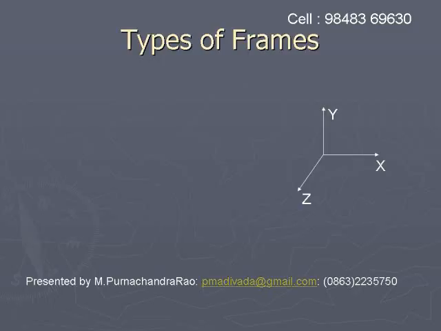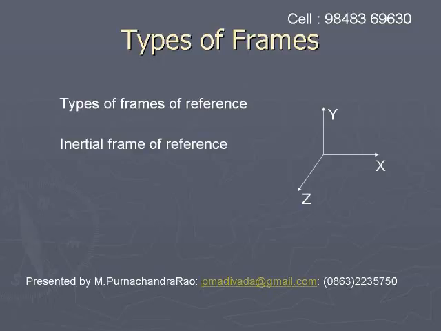Types of frames of reference. Frames of reference are categorized into two types: inertial frames and non-inertial frames. These are the two types of frames of reference.